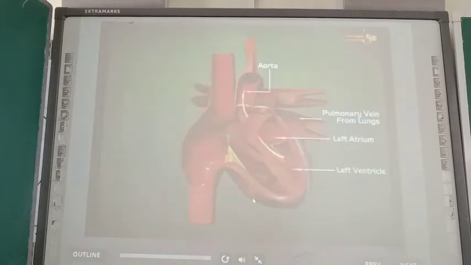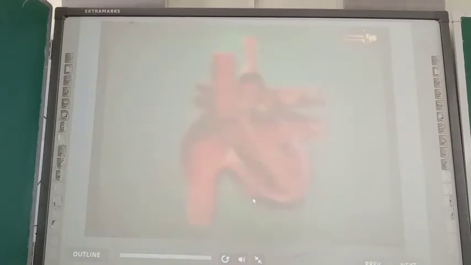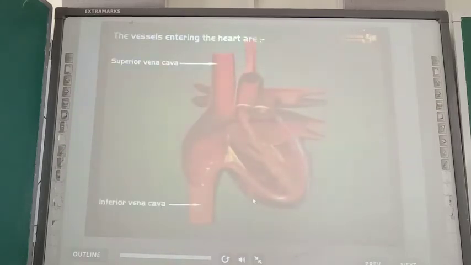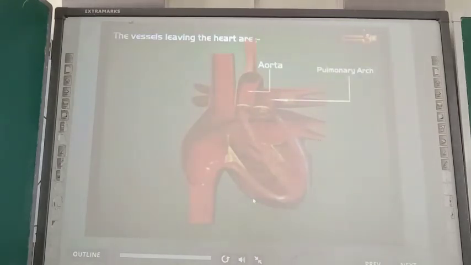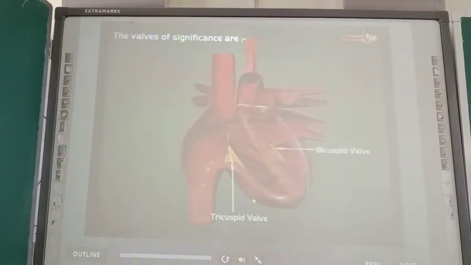Thus, now if we take an overall view of the internal structure of the heart, we find that the vessels entering the heart are superior vena cava, inferior vena cava, and pulmonary veins. The vessels leaving the heart are aorta and pulmonary arch. The valves of significance are the tricuspid valve, bicuspid valve, and the two semilunar valves.